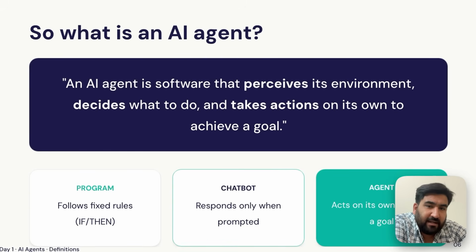Now look at the bottom of the slide. I want you to see the difference between three words that people throw around interchangeably and incorrectly all the time. A program, like a calculator app: you press equals, it shows the answer. Boring, predictable, and completely safe. The chatbot waits for you to ask something, then it responds. It is reactive in nature. It does not do anything if you walk away. It does not initiate, it does not pursue a goal on its own.